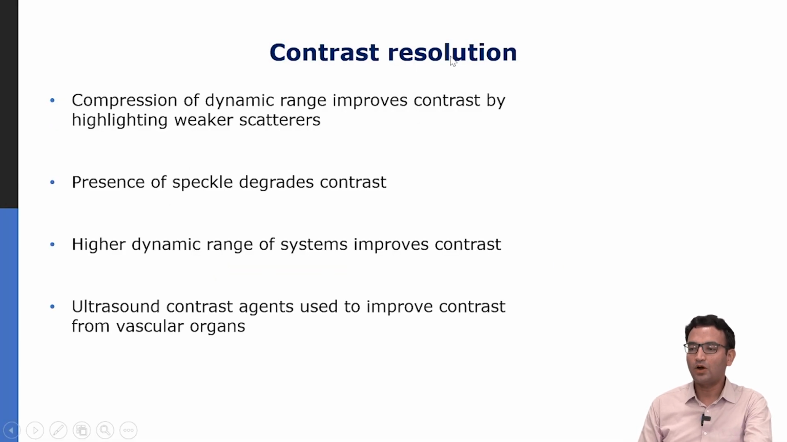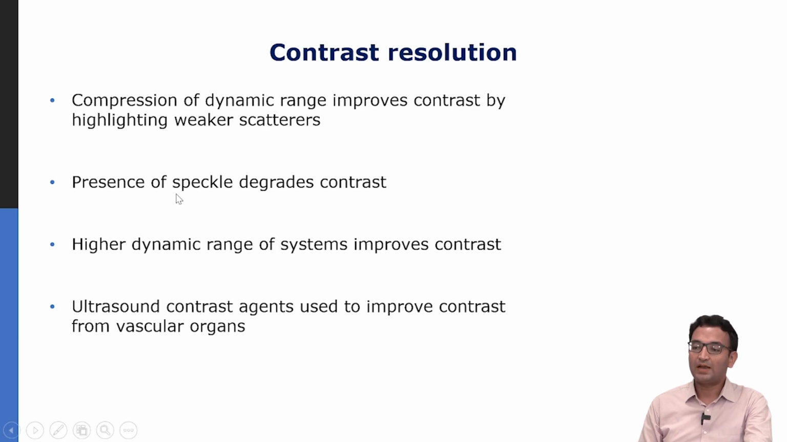Now to improve the contrast, you can compress the dynamic range by logarithmic compression. We will discuss this more in the image reconstruction chapter. And if you compress the dynamic range, you will highlight some of the weaker scatterers that were not previously visible, and therefore the contrast resolution will improve.